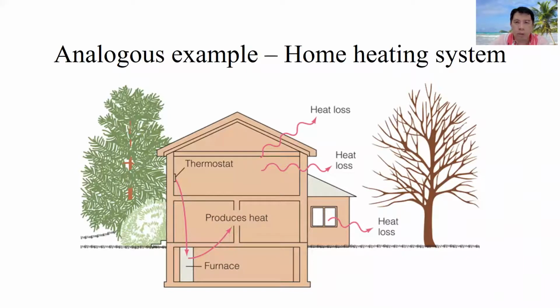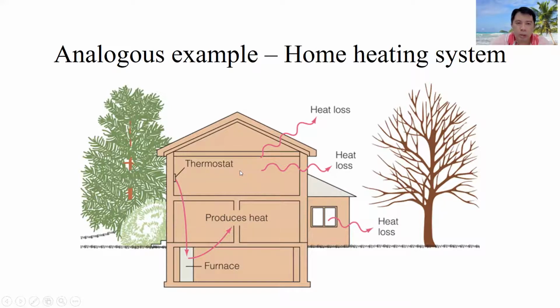In this analogous example, a home heating system, a person turns on the thermostat to produce heat. The change of the temperature in the room will be detected by the thermostat. If the thermostat detects the increase in the temperature in the room above the set point, for example, 28 degrees Celsius, the thermostat will turn off the furnace so it doesn't produce heat, so that the temperature in the room can decrease.